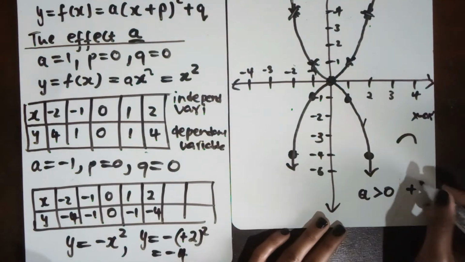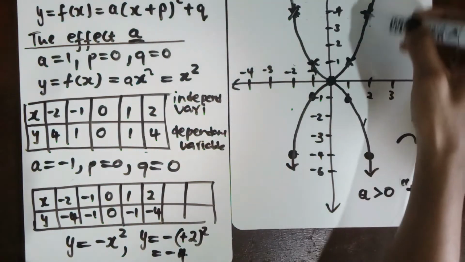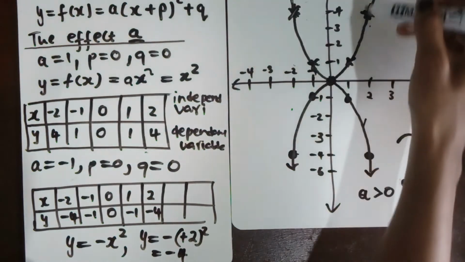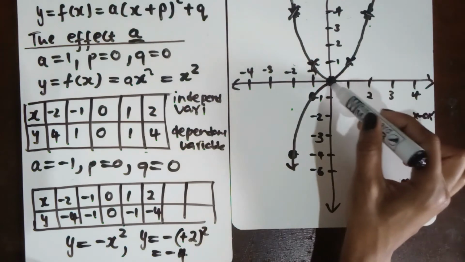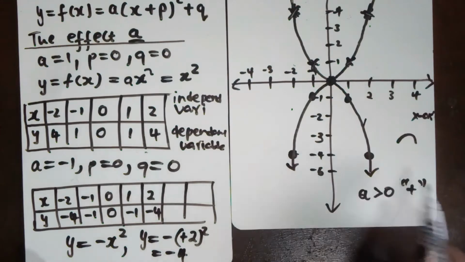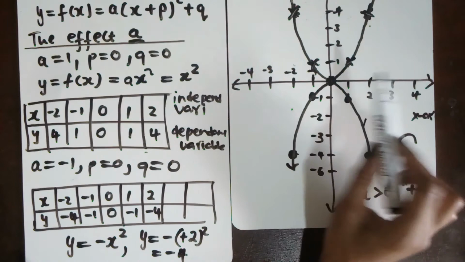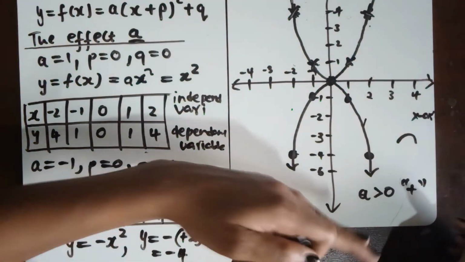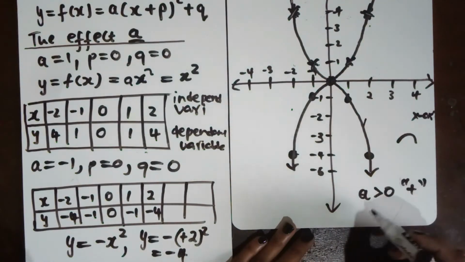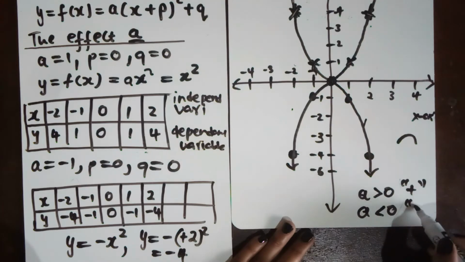So if A is positive, your parabola, or your quadratic function, is going to be faced up. That's something you have to know. And it will have a minima at this point, or at the bottom, right? I don't want you to get confused, because we're still going to talk about when this graph shifts up and down. And then if A is less than 0, your graph is going to be negative.